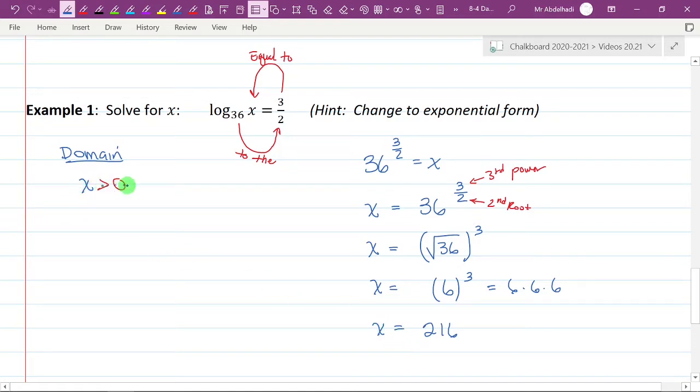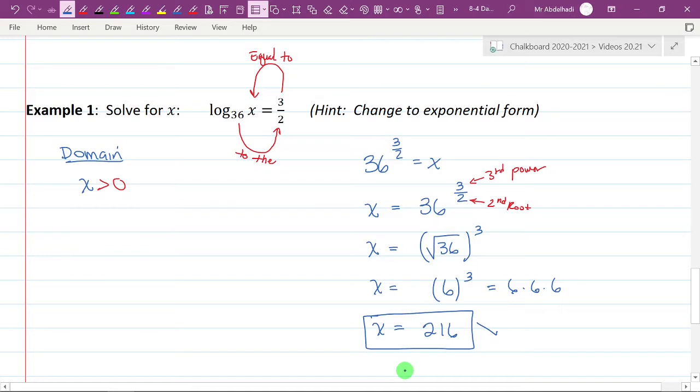As long as you're greater than 0, you're fine, so this looks good. In other words, if you took 216 and you put it here, you'd be taking the log, doesn't matter what the base is, you're taking the log of 216, which is not 0 and it's not negative, so it's good. So, yep. Here we go, we're done.